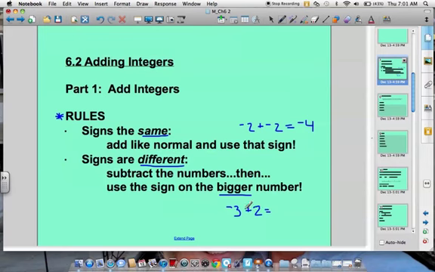Alright? Well, the signs are different. One's negative, one's positive. So I'm going to subtract the numbers. So in my head I do 3 minus 2, which would be 1. And then I use the sign of the bigger number. Well, which number is bigger, 3 or 2? 3, and it's negative, so my answer is negative. So it's -1.